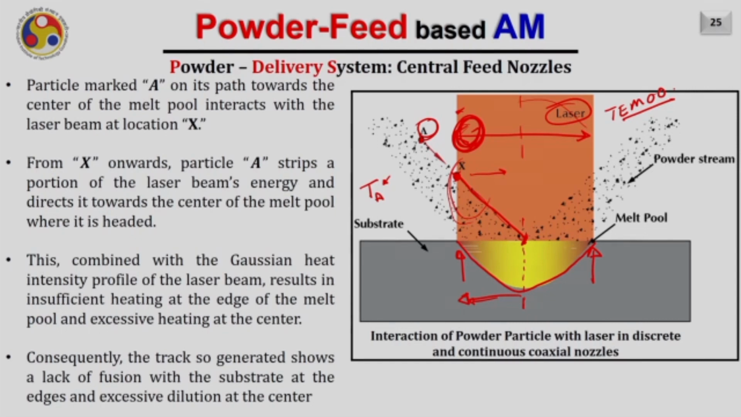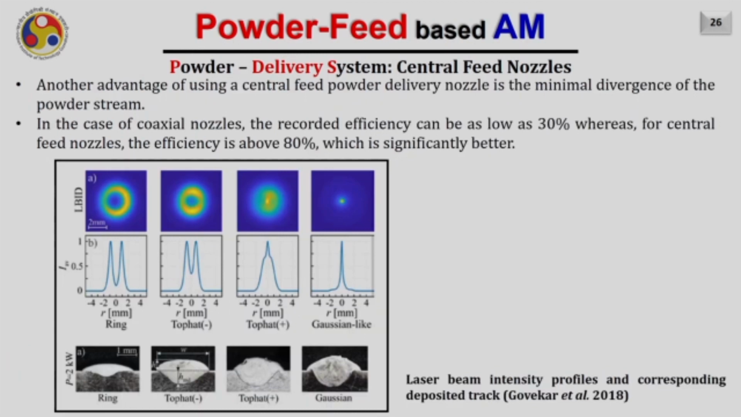And this results in lack of fusion at the edges of the substrate and more fusion of the substrate at the center. This may result later in defects such as porosities. Therefore, central feed powder systems have become a little bit popular. In the central feed nozzles, we usually have a powder stream at the center. So, this is my powder stream, and it is surrounded by a conical laser beam.